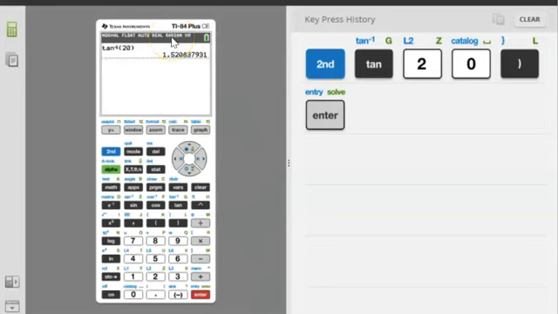Don't forget to make sure your calculator's on radian mode. Really important. Now, we have another example coming up. In this example, we're going to combine inverse trig functions with regular trig functions. Remember, an inverse function just undoes the original function.